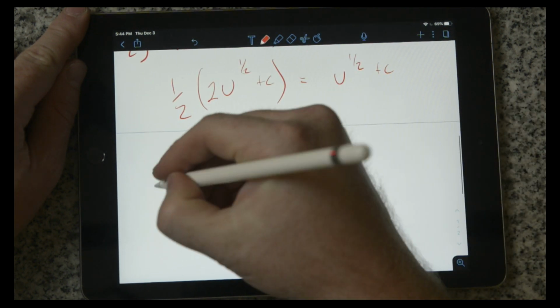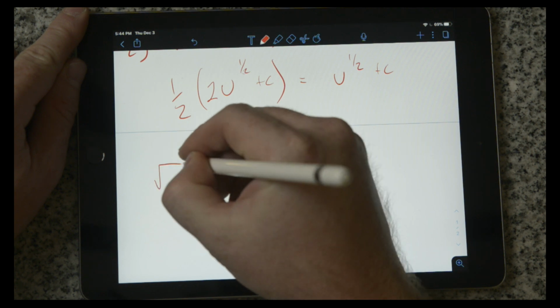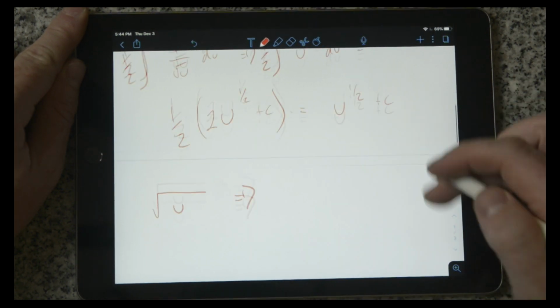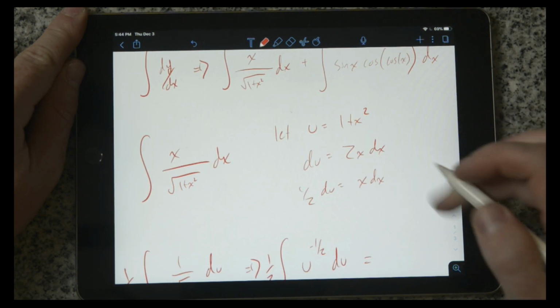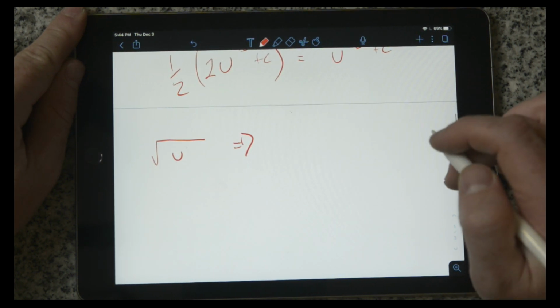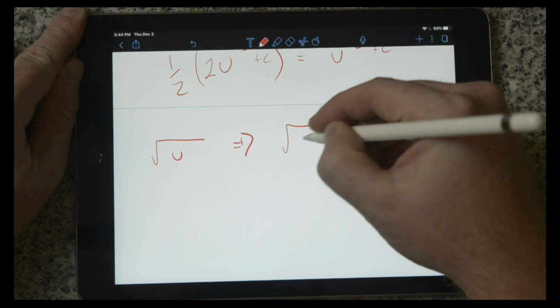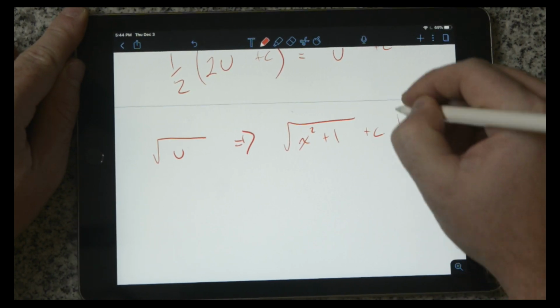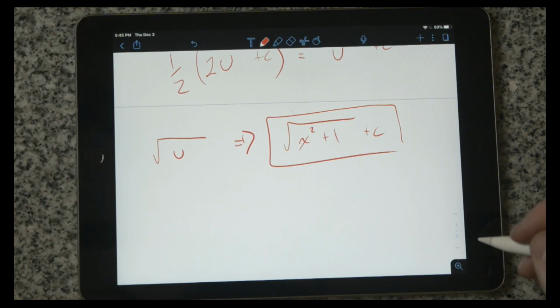So then when we plug back in, that'll be the square root of u, which could be rewritten as the square root of 1 plus x squared, or, equally stated, the square root of x squared plus 1, plus c. And that is the first part of that question. Now let's see what the other integral is.